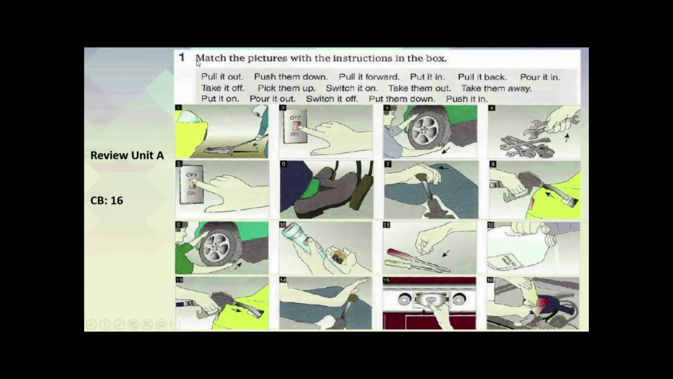Task 1. Match the pictures with the instructions in the box. We have instructions here in this box and pictures here. Our task is to match them. First, I want you to pause the video and read the instructions. Good. You can see that the instructions have phrasal verbs. So we will do number 1 together and you do the rest.